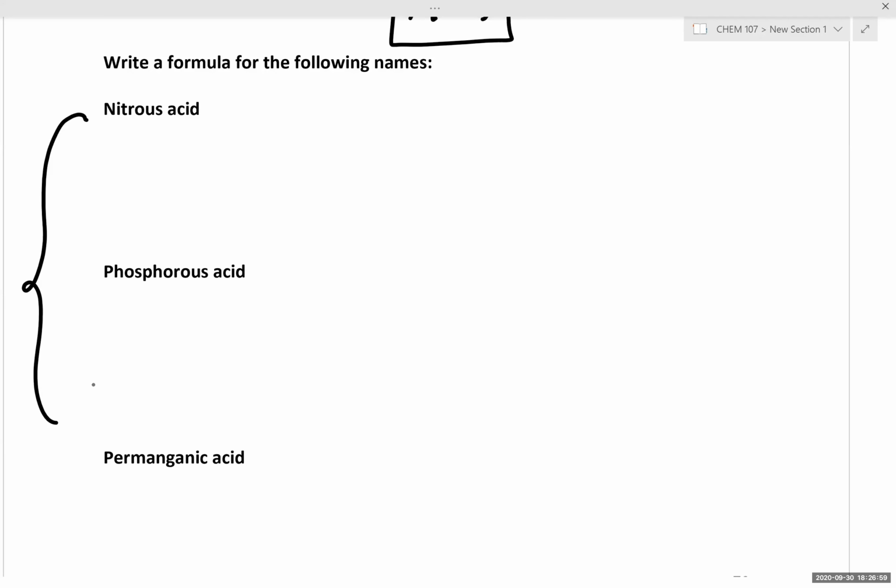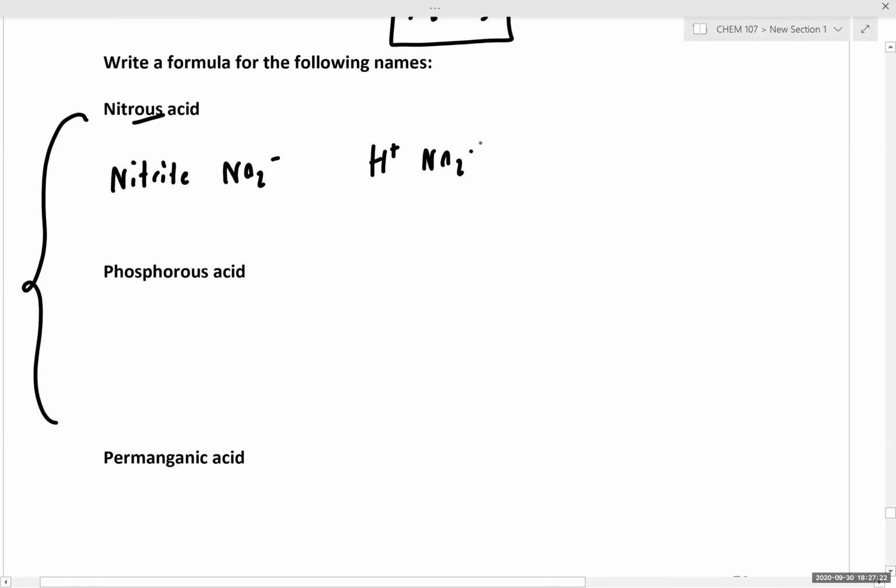Yes. So technically, because these nomenclature rules apply to aqueous oxyacids, you should put the aqueous symbol at the end of the formula. That's exactly right, and it's important to note that. So let's discuss. So nitrous acid is derived from nitrite, which is NO2 minus. So we have H plus and NO2 minus. We cross our charges, and that gives us HNO2.